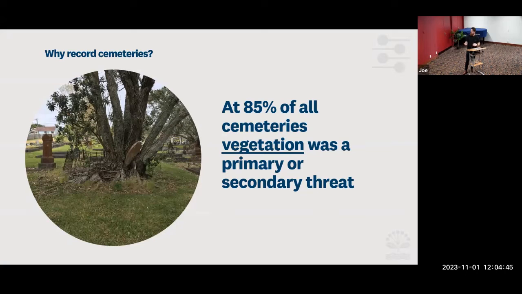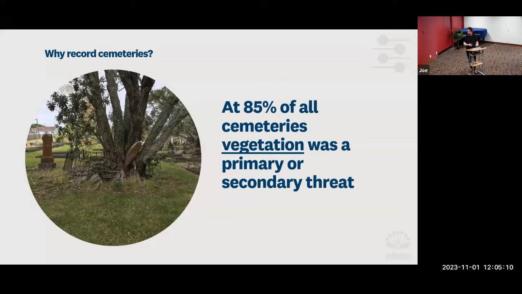So, further results. At 85% of all cemeteries, vegetation was a primary or secondary threat. This was largely vegetation growth in and around graves or in and between graves. This image, if you can make it out, is actually quite an extreme example of this. This is at O'Neill's Point Cemetery, where we have a large Mahuta tree that's grown through this grave.